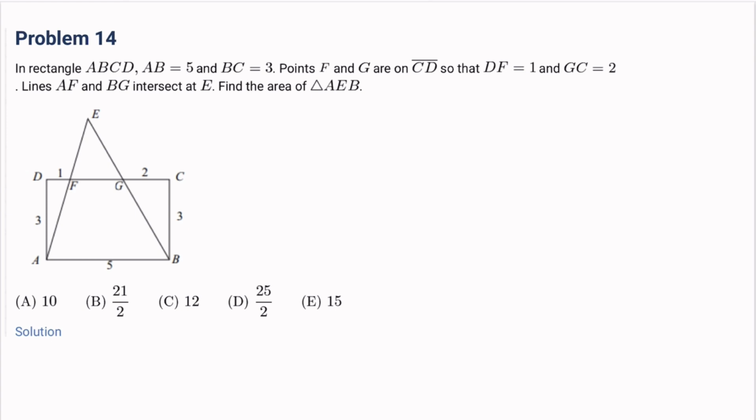Number 14, in rectangle ABCD, AB equals 5 and BC equals 3. Points F and G are on CD so that DF is 1 and GC is 2. Lines AF and BG intersect at E. Find the area of triangle AEB. Okay, so we want to find this area, right? Find the area of this one.